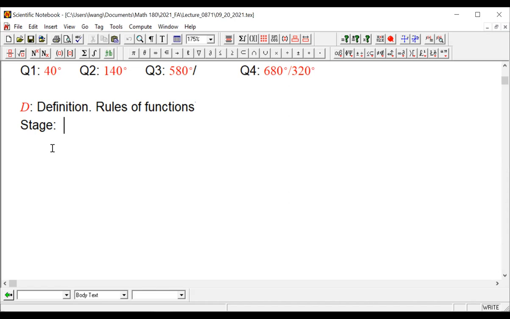Could you guys tell me what definition you have learned about these functions? Sine of an angle. Cosine of an angle, for example. Can you guys tell me the definition you have learned before?